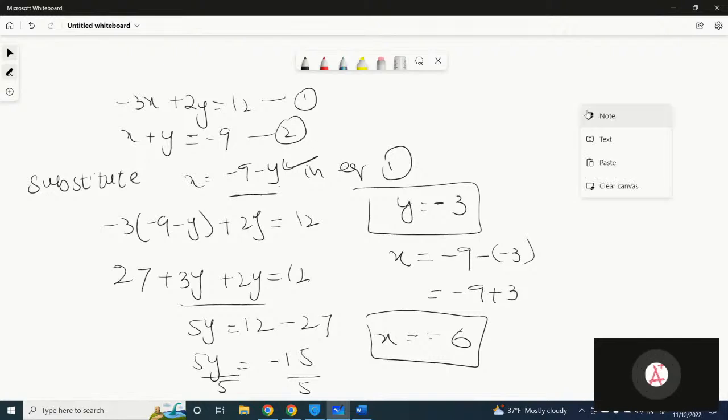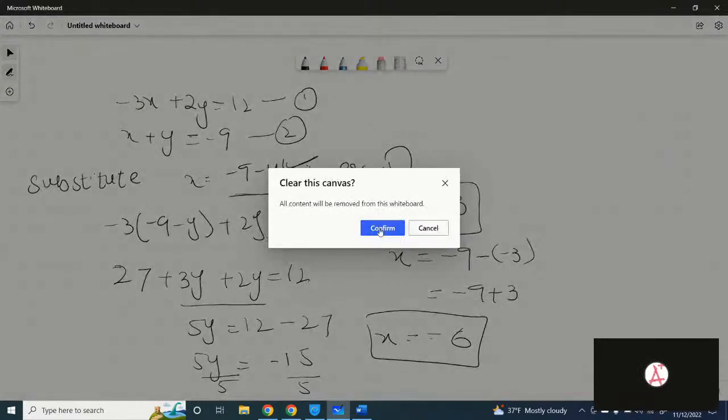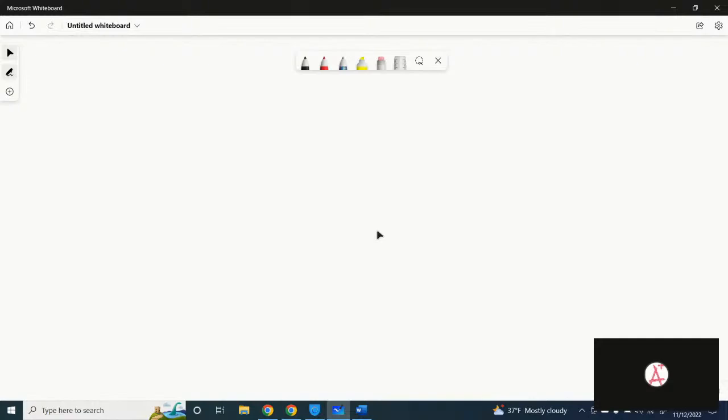Okay, the first one is 5x minus 2y equals negative 1 and negative 5x plus 4y equals negative 13. So you can use any method. I'm going to use the elimination method, because the x variable has the same values.